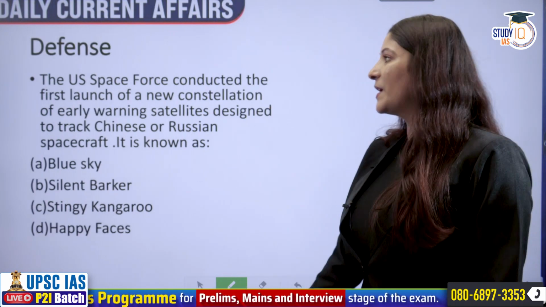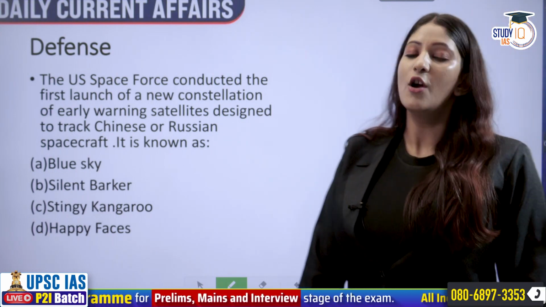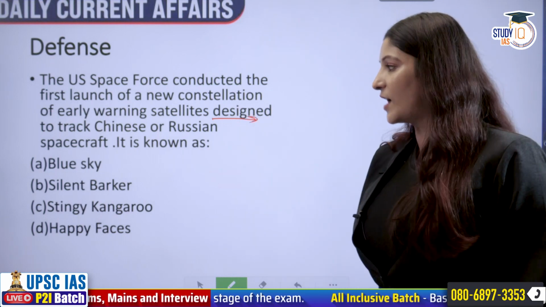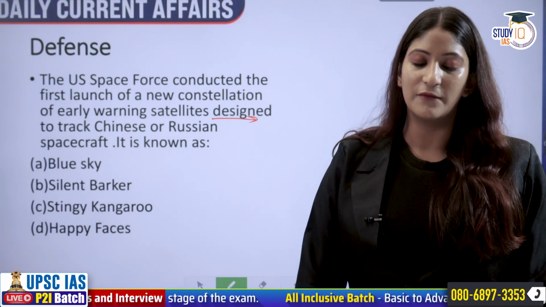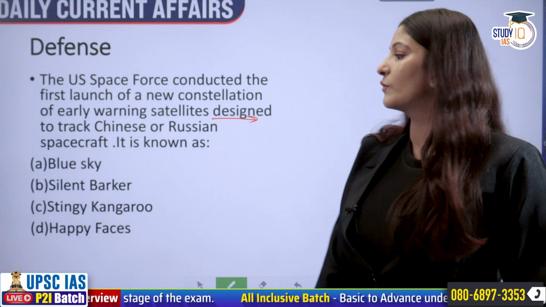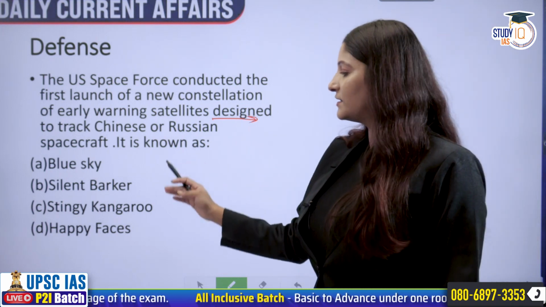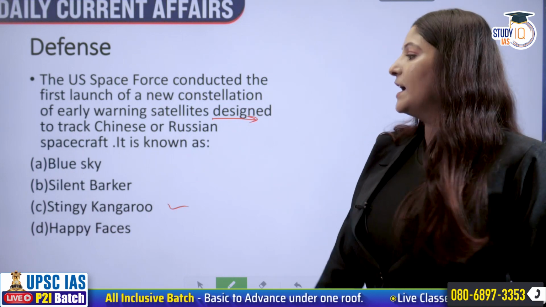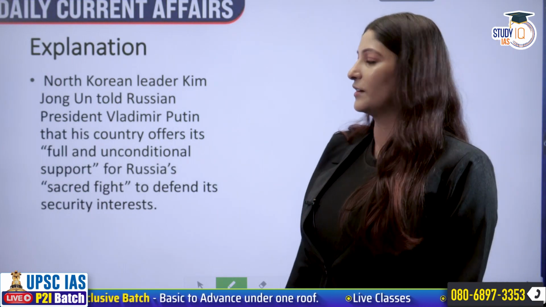Moving on, the US Space Force conducted the first launch of a new constellation of early warning satellites designed to track Chinese or Russian spacecraft. This constellation is known as Blue Sky, Silent Barker, Stingy Kangaroo, Happy Faces. The correct answer to this question is option B, that is Silent Barker.